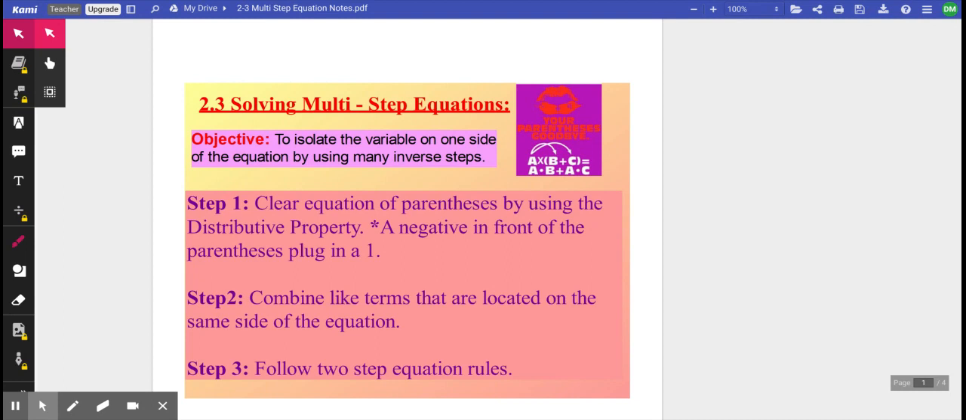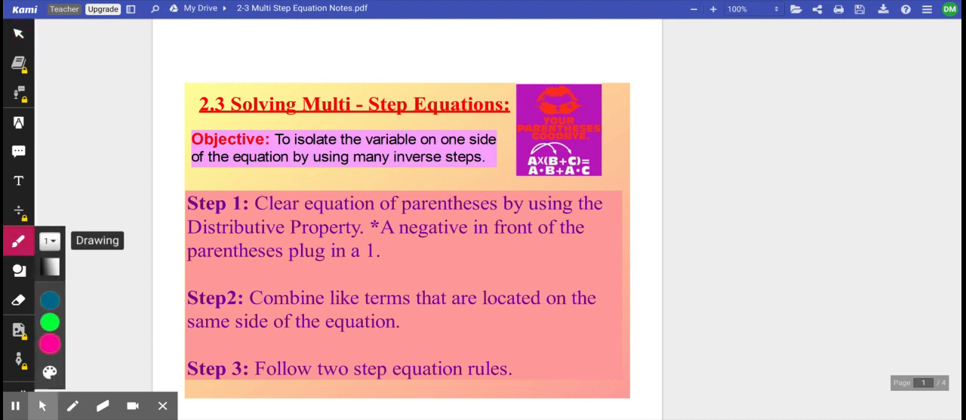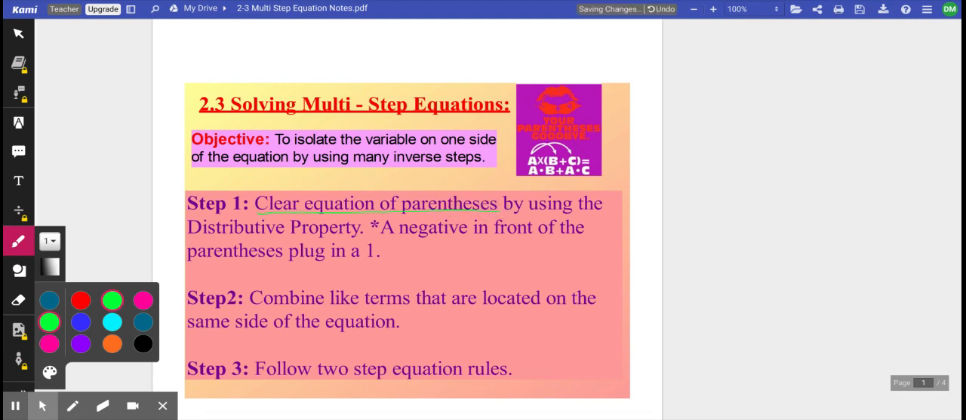And the overall objective when we are solving a multi-step equation is to isolate the variable and get it on one side using inverse steps. So the new step for today is to clear the equation of parentheses. And we're going to do that by using the distributive property. The asterisk is a hint or a reminder. A negative in front, you need to plug in a 1. So we talk about that invisible coefficient of 1.